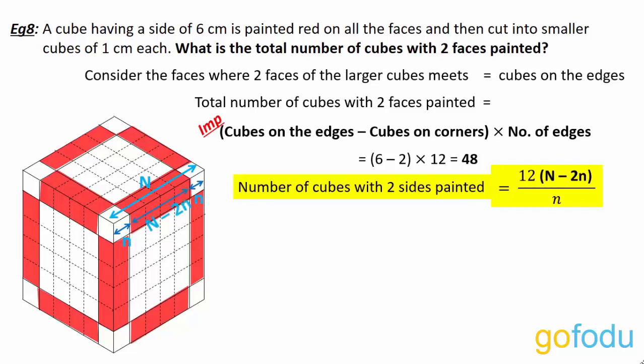Remaining length N minus twice of small n has all the cubes with 2 faces red. This N minus 2n, when divided by small n, gives the number of such cubes at one edge. And this when multiplied with total edges 12 will give the final answer. Let's move to the next question.